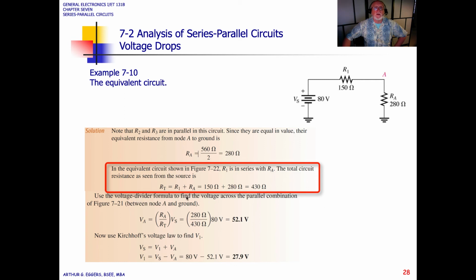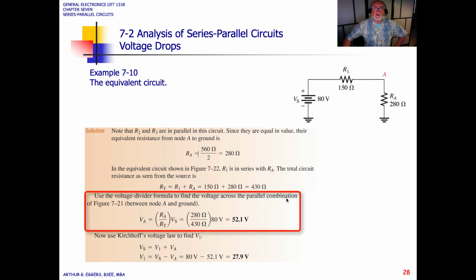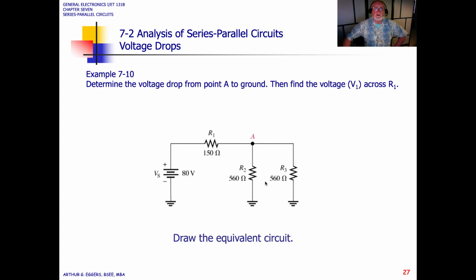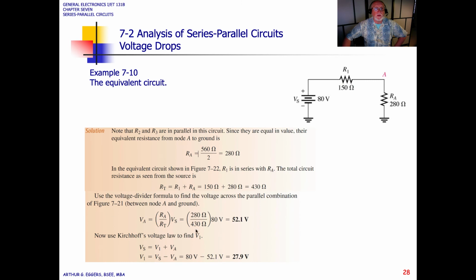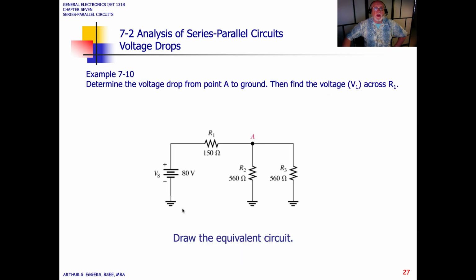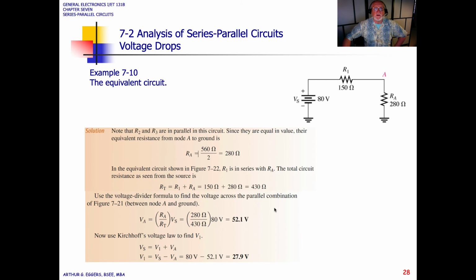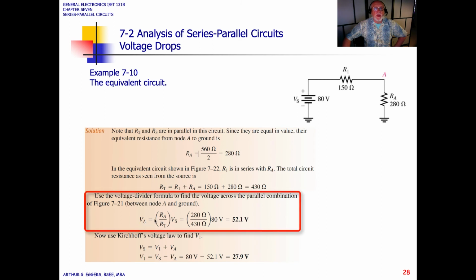Use the voltage divider rule now to find the voltage across the parallel combination in this figure 721. So there's the parallel combination, between node A and ground. There's node A, there's ground. So VA is equal to RA divided by the total, times the voltage at the source. We've got 280 ohms over 430 ohms, for RA and R total, times 80 volts, which gives us 52.1 volts.